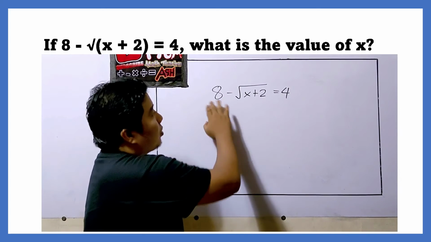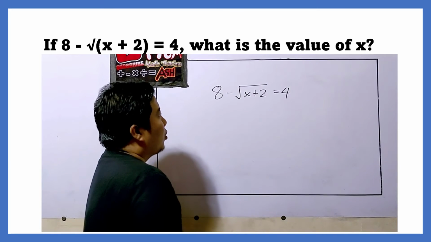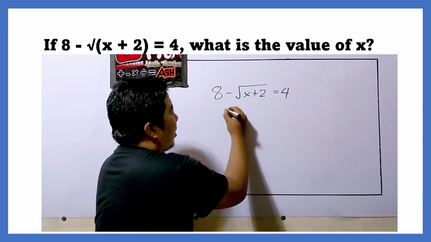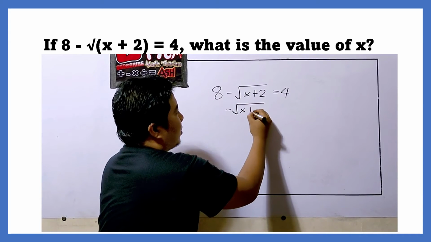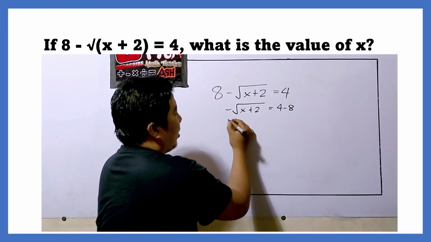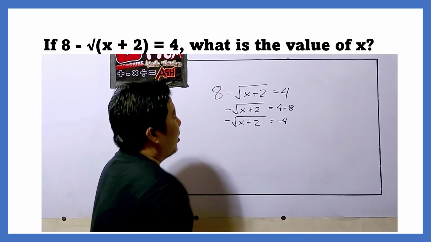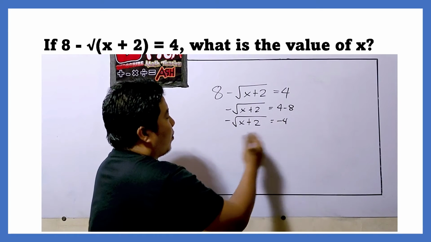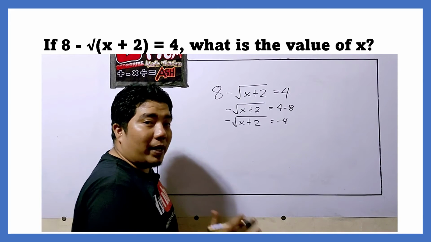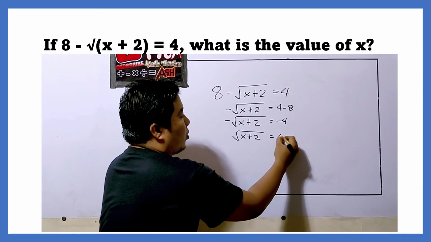Now, what we can do is transpose the term which is not part of the x. So this positive 8 will become negative 8, giving us negative square root of x plus 2 is equal to 4 minus 8, giving us negative 4. Since both sides are negative, we can eliminate the negative sign by dividing both sides by negative 1, giving us the square root of x plus 2 is equal to 4.